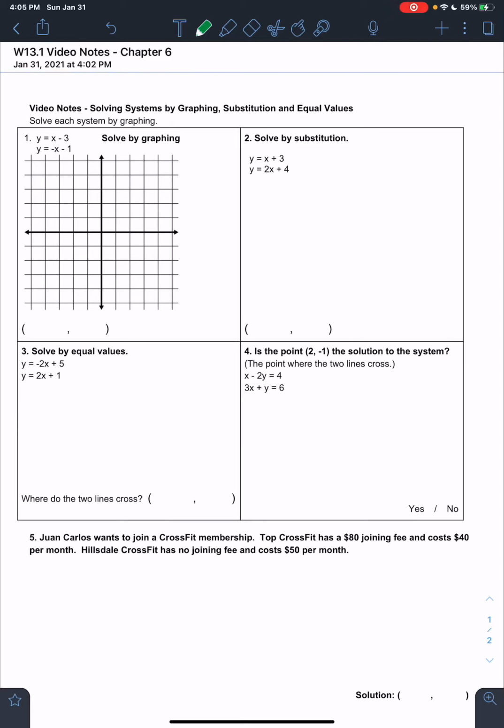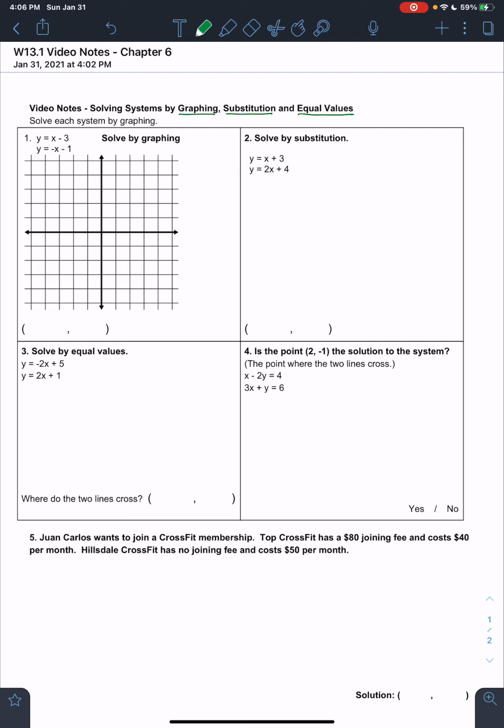I'm going to be walking through some of these notes with you to review what we did last week in week 12. First, we're going to be looking at systems of equations, and the ways that we have learned how to solve so far are by graphing, substitution, and equal values. And so those are the ones that we're going to be practicing. First, we're going to look at solve by graphing.